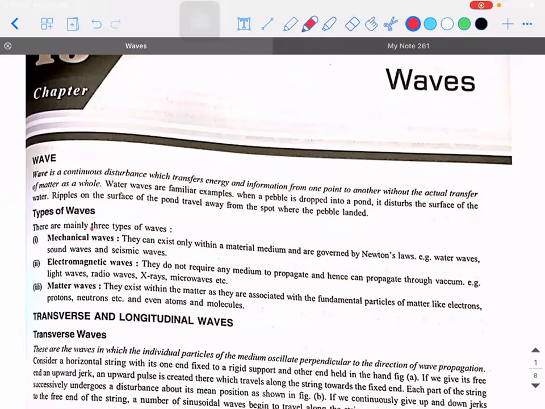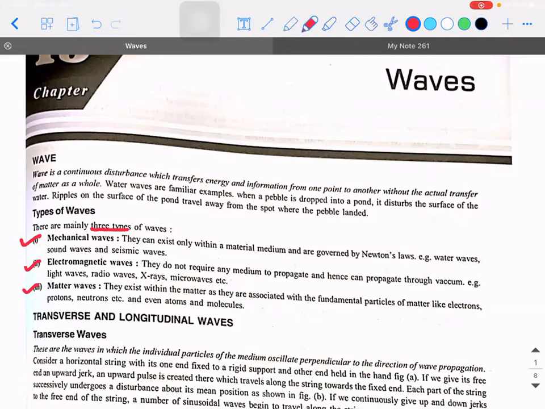So there are mainly three types of waves. One is called as a mechanical wave. Second is called as an electromagnetic wave, or it is also called as a non-mechanical wave. And the third is called as a matter wave. Okay. So in this chapter, we are mainly going to concentrate on mechanical waves, and electromagnetic and matter waves will be dealt next year, but it is better to know what it exactly means.